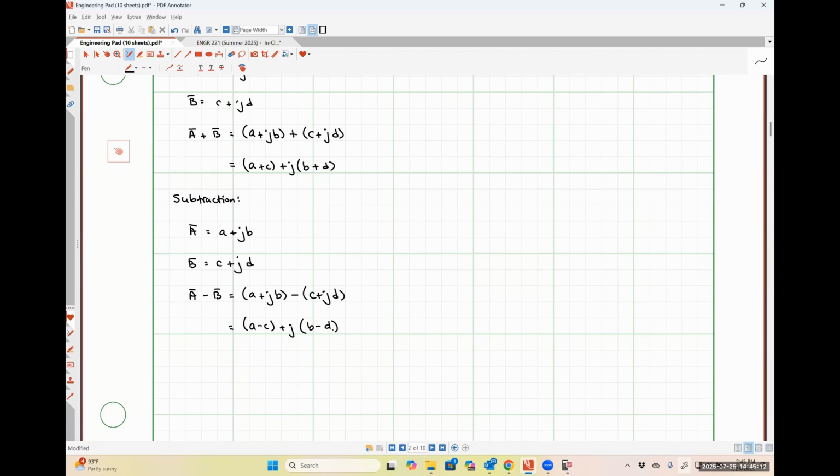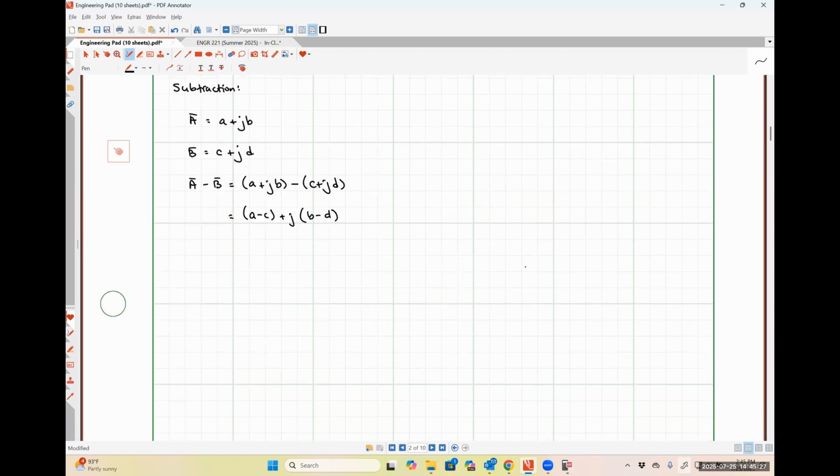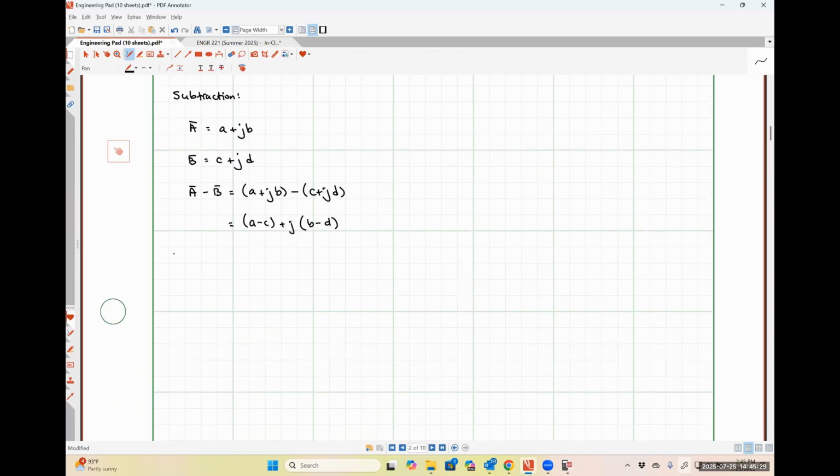Okay. Just like addition, there's no easy way to do subtraction using polar form or exponential form complex numbers. So I'm going to leave this as is. Now let's get into multiplication.